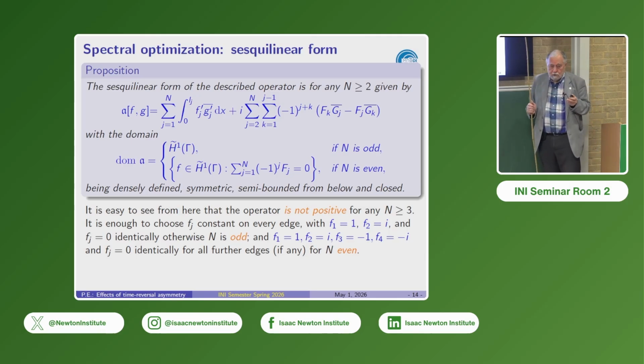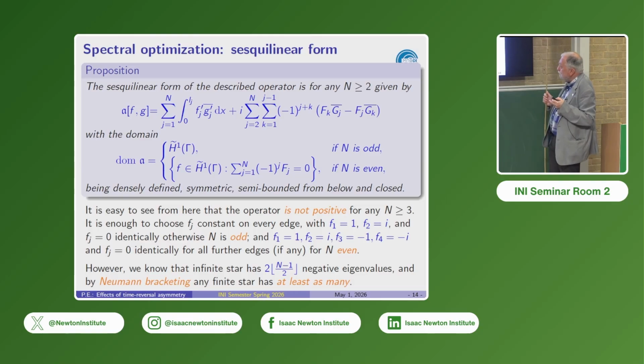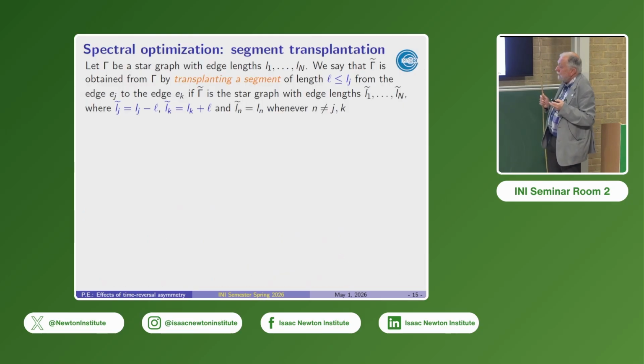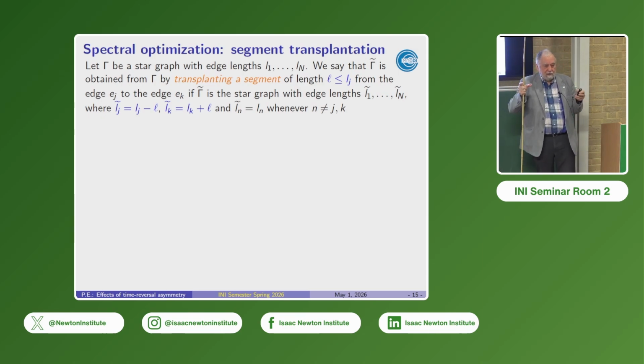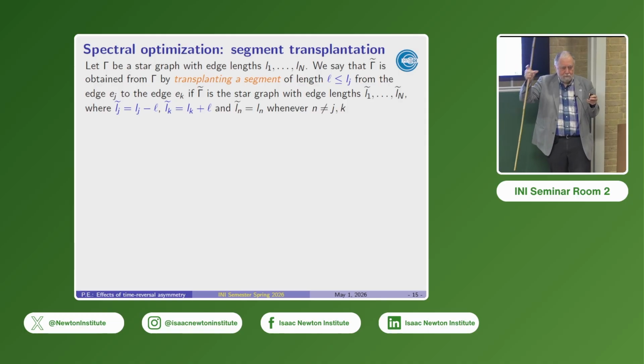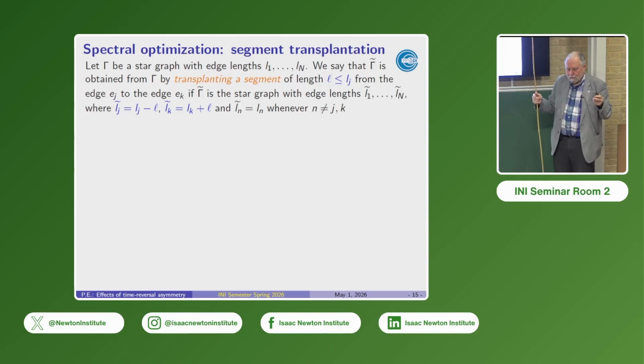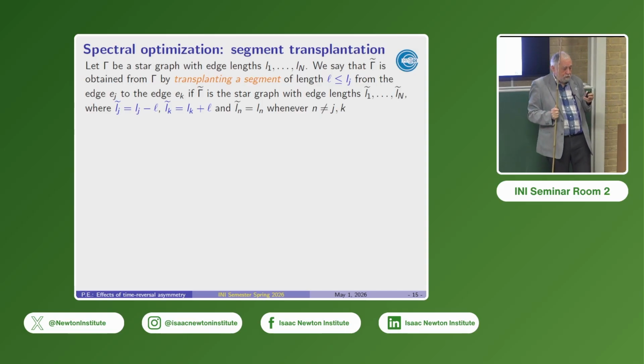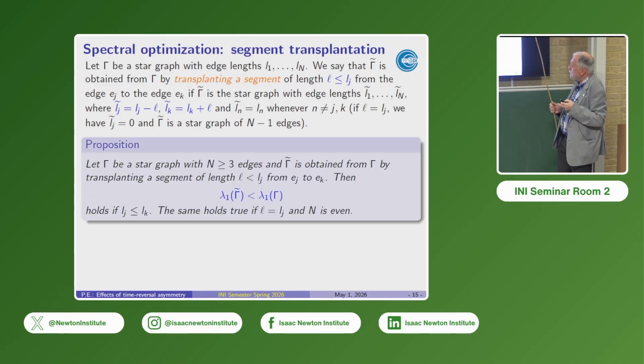Now it also tells you, for example, that the negative spectrum is non-empty, but we already know it, so I will skip that. And now let us start playing with the graph. The first thing is transplantation. You take such a star, and you start playing the game. You take a part of an edge and put it on another edge. Of course, the total length of the edges is conserved.